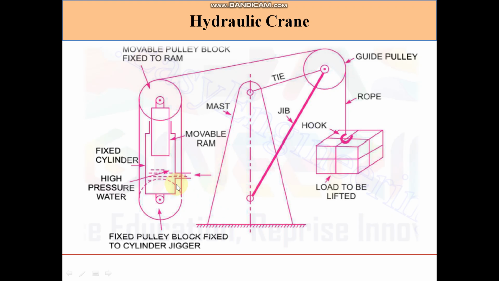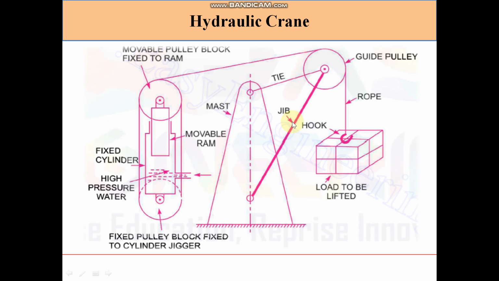Now we are going to see the hydraulic crane. We know that hydraulic cranes are commonly used in workshops, warehouses and dock sidings for lifting and transferring heavy loads. It consists of a mast, tie, jib along with a guide pulley. At the end, the wire rope is wound around this guide pulley. At the end of this wire rope, the load which is going to be lifted or transferred can be attached.